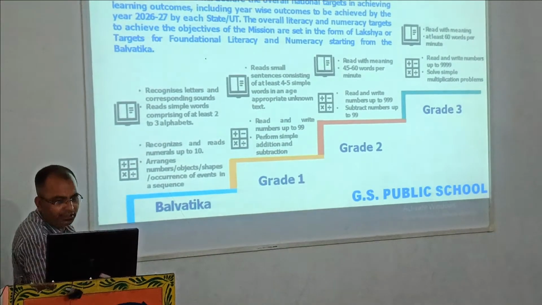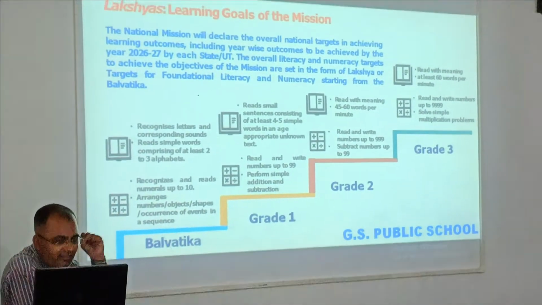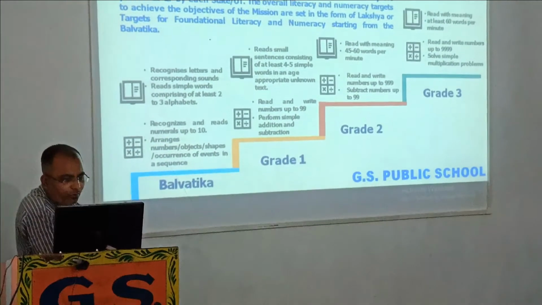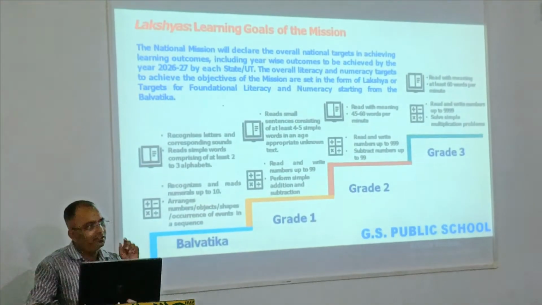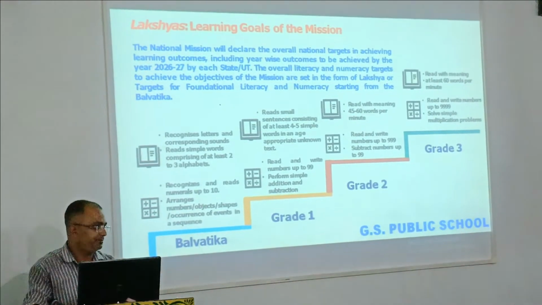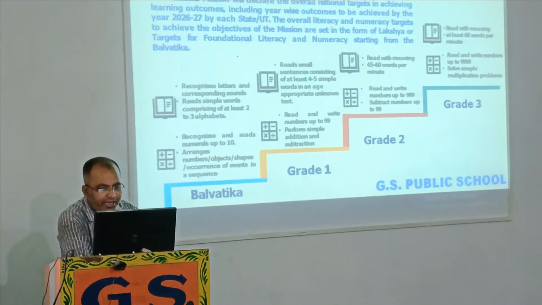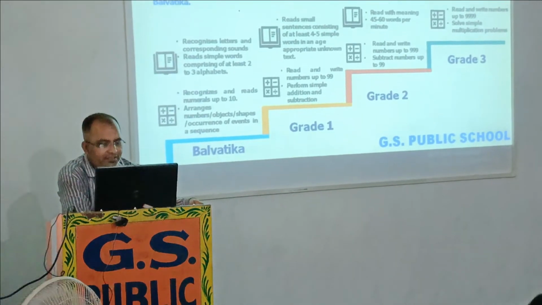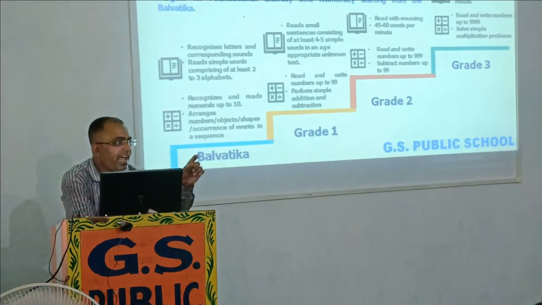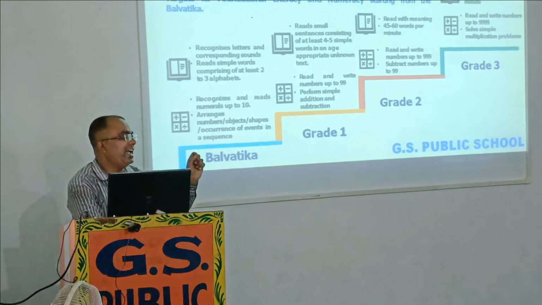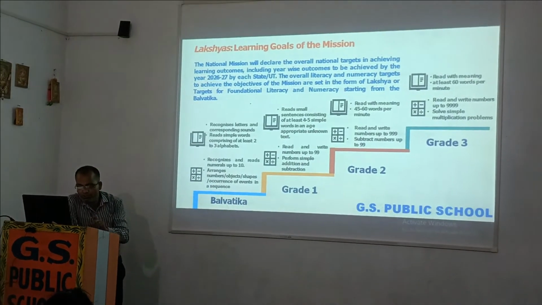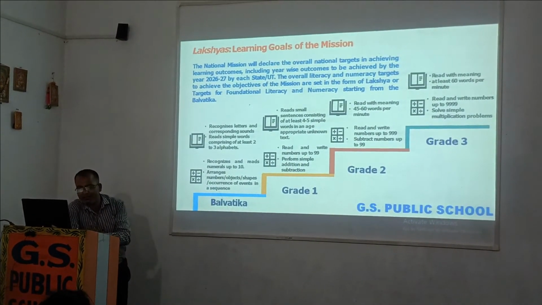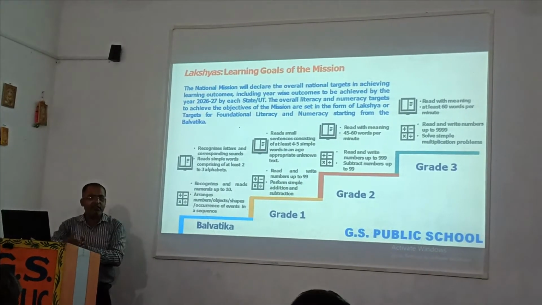Number 1 is Balvatika. A student should be able to recognize the letters and corresponding sounds. Sound clarity should be there. Read a single word comprising at least 2 or 3 alphabets, like cat. Now talking about the numerical part, the student should be able to recognize and read the numbers up to 10. It means arranging the numbers in a sequence.